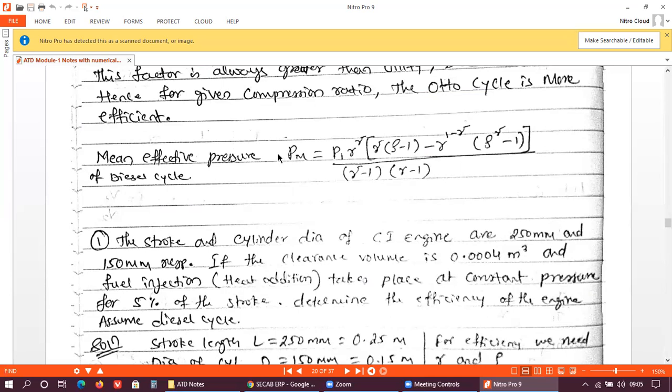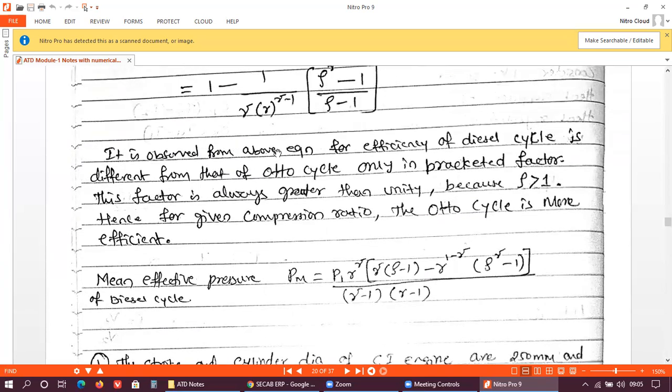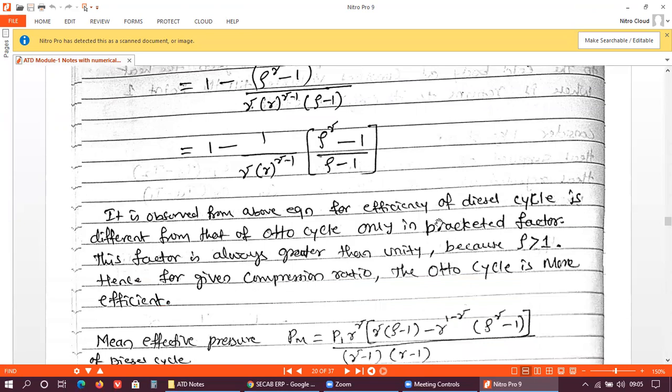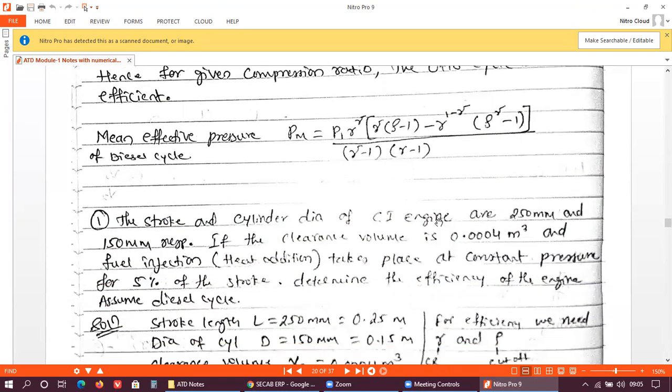As I told you, you have to remember the expression for the efficiency of a diesel cycle, that is, the air standard efficiency of the diesel cycle. This is the final expression you are observing here, and you also have to remember the mean effective pressure of the diesel cycle. These are important formulas that you have to remember, because they are frequently used while solving problems.